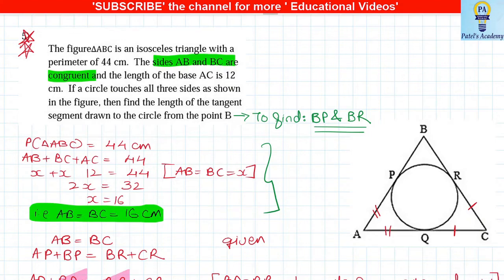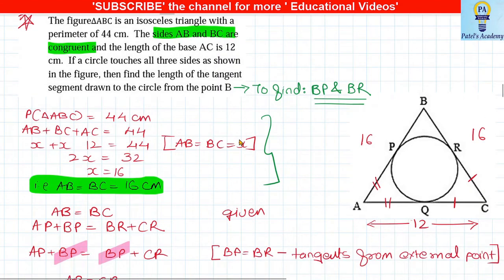x is 16. So x is 16 means what? We have the value of AB as 16, the value of BC as 16. Let me write near the figure. This is 16, this is 16, and the value of AC as 12. Okay, so that is the first step of calculation. You can check after you add everything, you get 44. So your calculations are correct. Okay, now let's see the next part of the calculation.